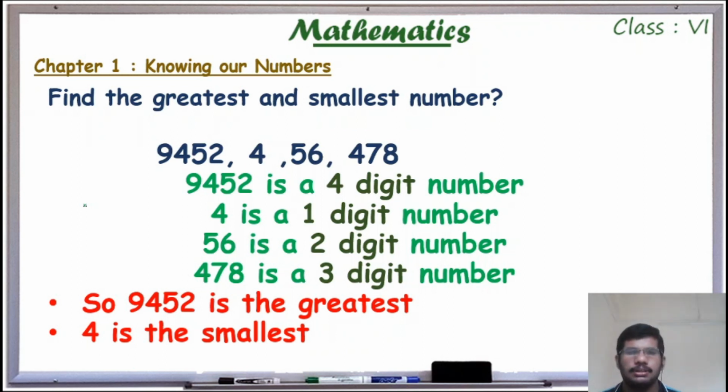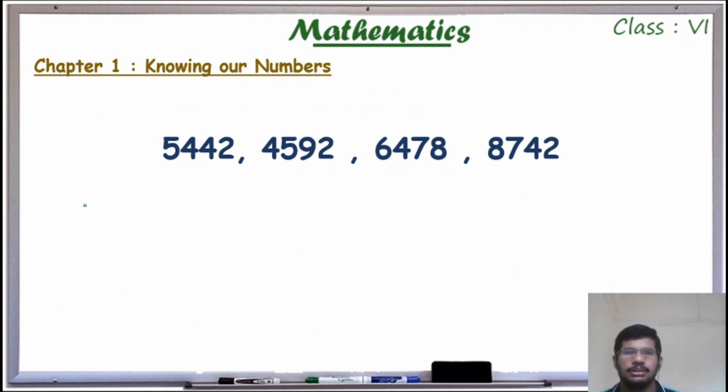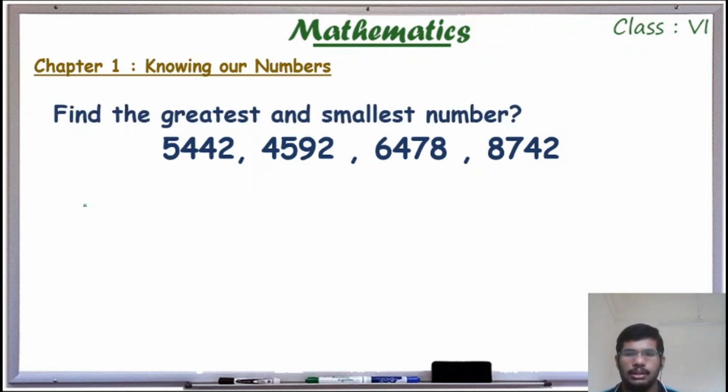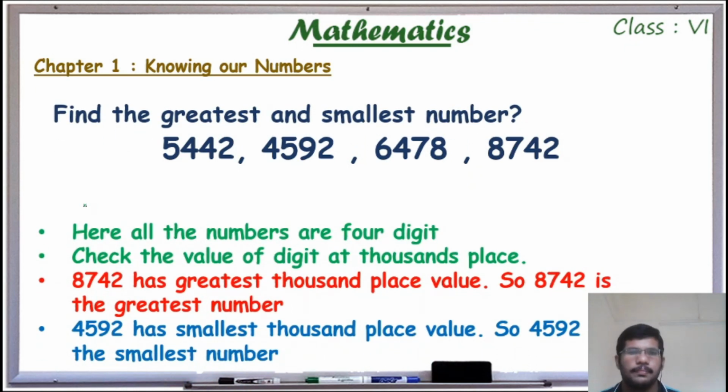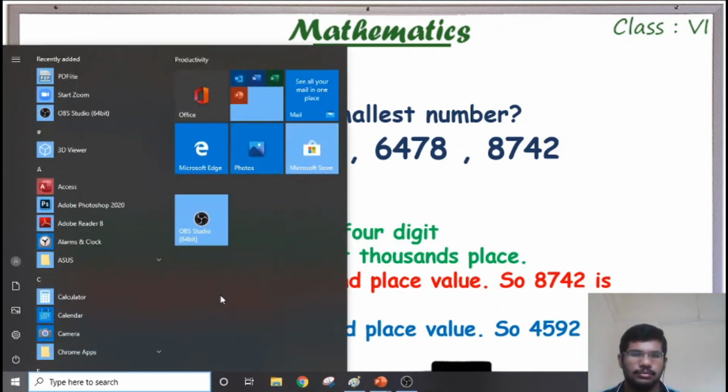Now what happens when the number of digits becomes the same? See, in these 4 numbers we have 4 digits. Then how will you check the greatest or smallest number? So here we have a method, and the method is: check the value of the digit at the thousands place. Yesterday we learned place values.